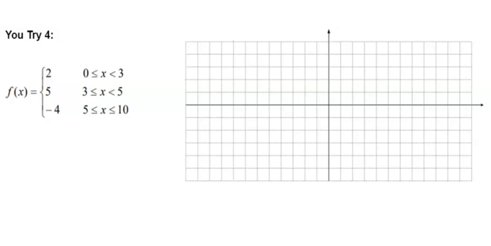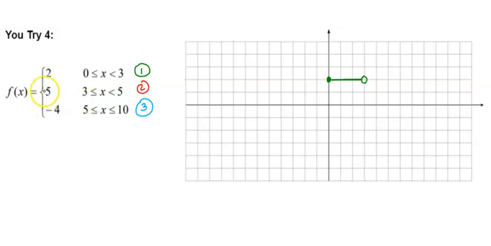I'm going to make that first step green, the second step red, and the third step aqua. The first step is a horizontal line from 0 to 3. So at 0, the value should be 2. So 0, 2 should be a closed circle because that's equal to. At 3, the value is also 2, so over 3, up 2. That should be an open circle because there's no equal to there. And then I'm looking for the piece between those two points. So that's my first step.